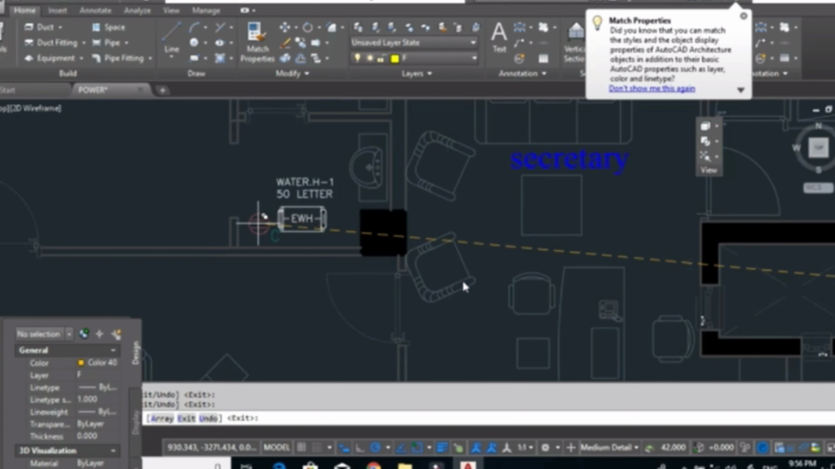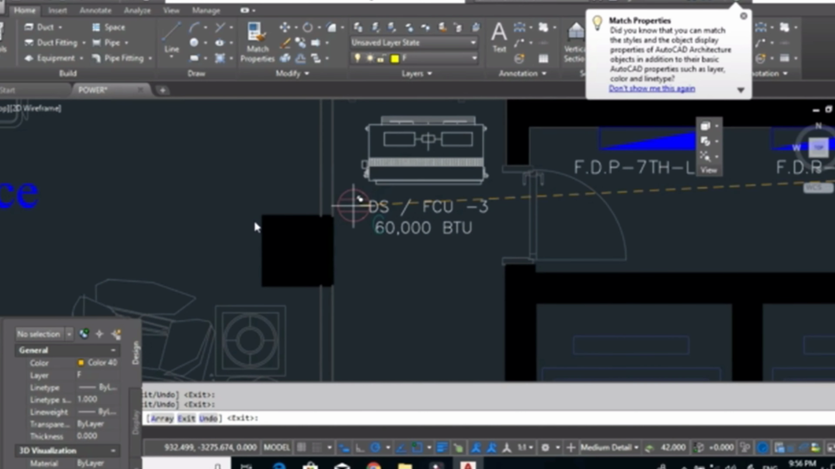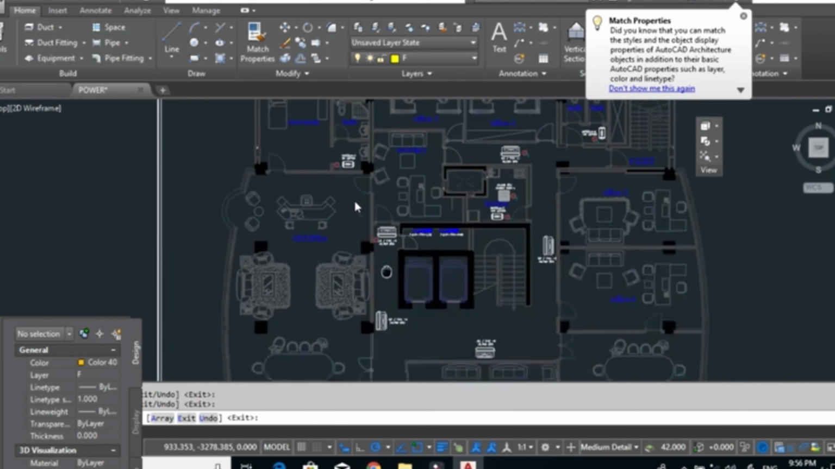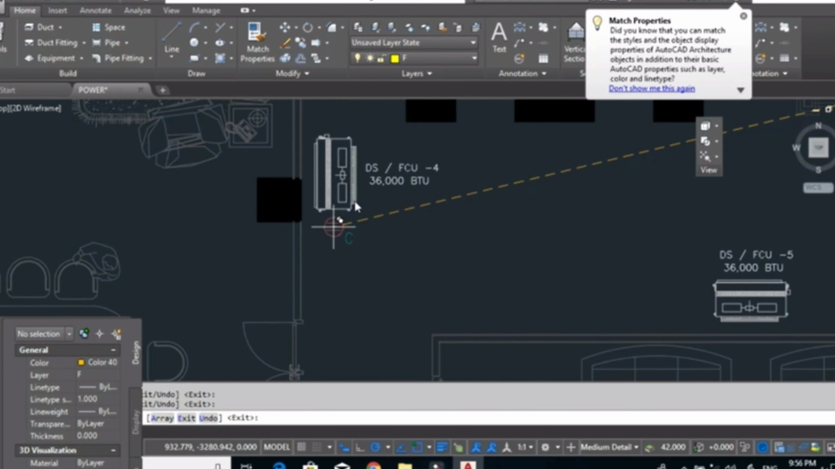Here also, I can put here, and again here, also for this machine, and here one outlet, also here one outlet, and here one outlet. Also I forgot to put one outlet here.